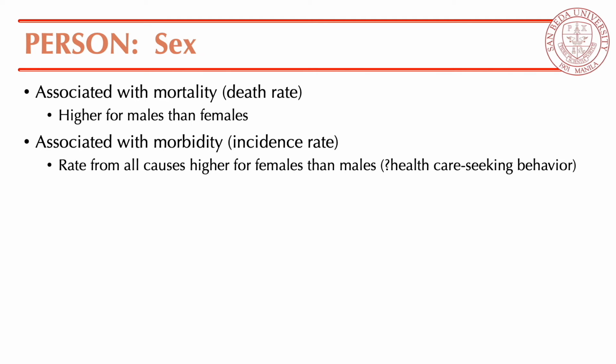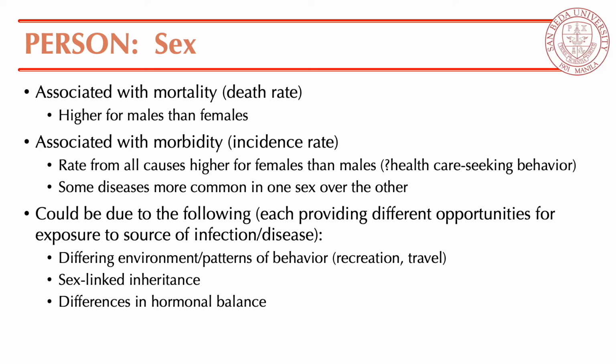There also exists an association between sex and morbidity. Generally, morbidity rates from all causes appear to be higher among females than males, probably because of higher healthcare-seeking behavior observed among females. Likewise, some diseases are more common in one sex over the other. I will flash a slide later on showing different sex-specific clinical conditions. Now, sex differences are also believed to be due to the following: different environment, usually work-related, as well as different patterns of behavior when it comes to recreation and travel, the presence of sex-linked inheritance of characteristics in certain diseases, and differences in hormonal dynamics and balance.